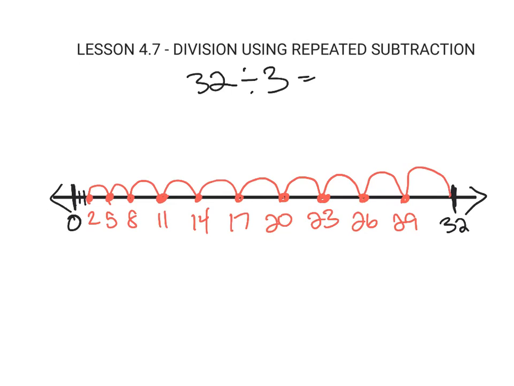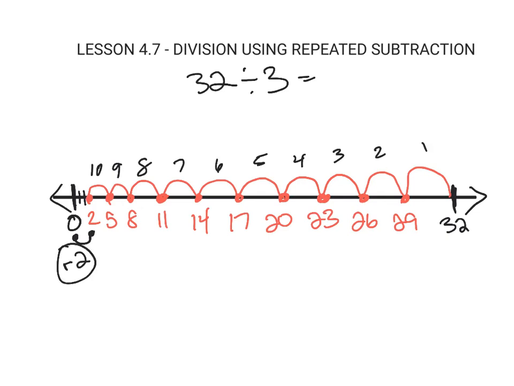And let's count how many times we've subtracted. We've subtracted once, twice, 3 times, 4 times, 5 times, 6 times, 7, 8, 9, 10. Well, we've been able to subtract it 10 times, but we have some left over, right? What's my difference between 0 and 2? 2 minus 0 is what? It's 2. So guess what? That is going to be my remainder.